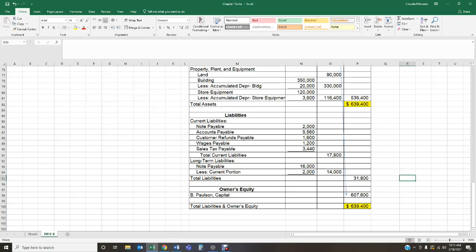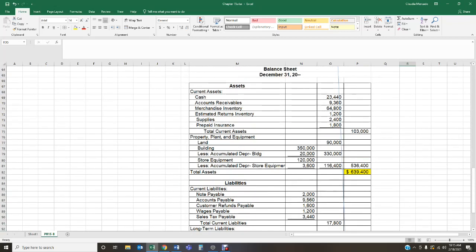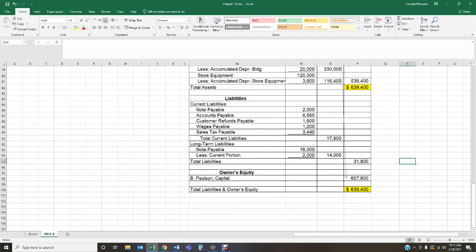Okay, the areas where I see students get confused is the breakout of the notes payable, the current and the long-term portion. Remember, we have 2,000 that is current. That means 14,000 is long-term. Very important that you transfer the numbers correctly, because a lot of the times it's just a simple typo that's causing you to be out of balance. Review the information carefully. As you're transferring the information, be very careful what you're transferring. Okay, now this is your balance sheet. Your total assets must equal your total liabilities and owner's equity.